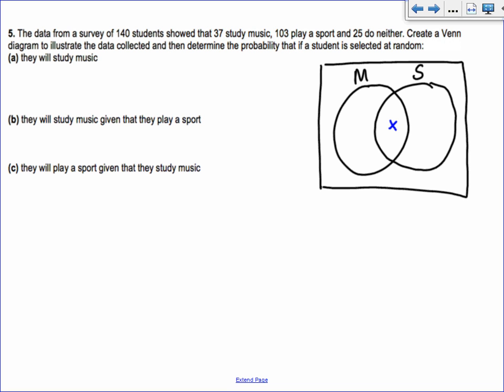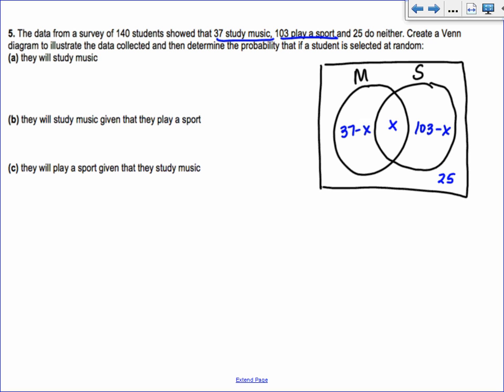So I say, well, X are going to do both, study music and play sports, right? And if I know that 37 study music, that means that I have 37 minus X in the music-only portion. Because if I had like 5 doing both, then there would be 32 studying only music. And then this one's going to be 103 minus X because 103 played a sport, but we have to account for the number that did both. And 25 do neither, so we have 25 out here.